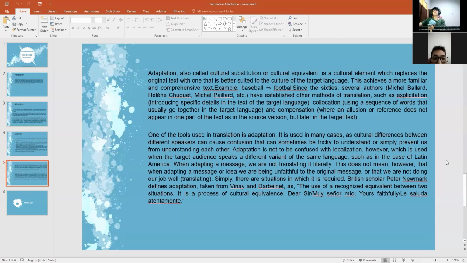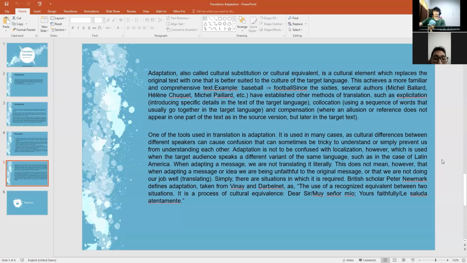Adaptation is not to be confused with localization, however, which is used when the target audience speaks a different variant of the same language, such as in the case of Latin America.